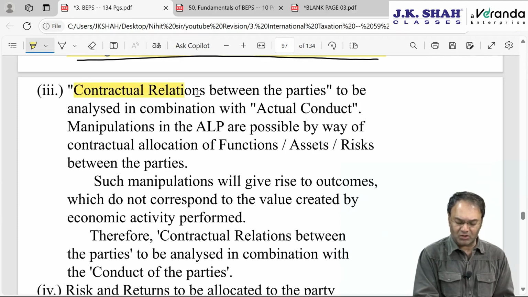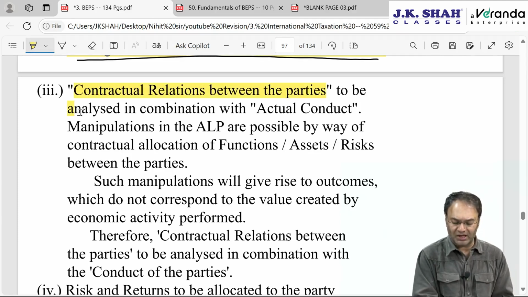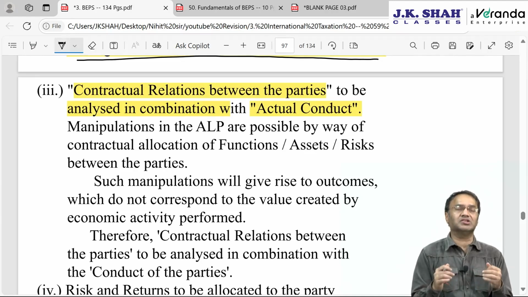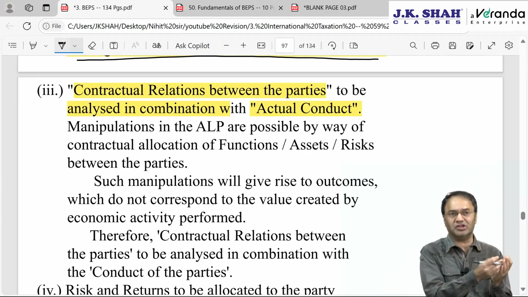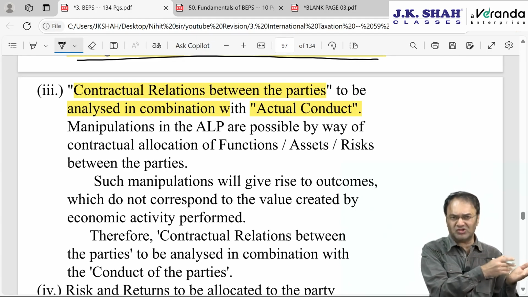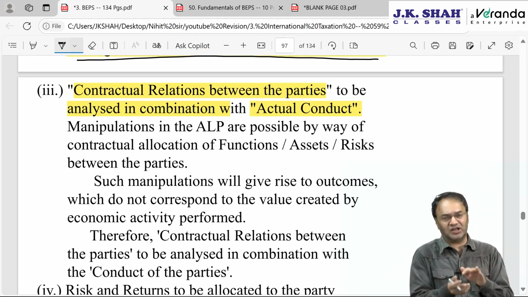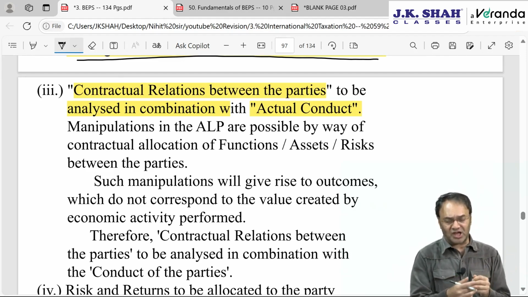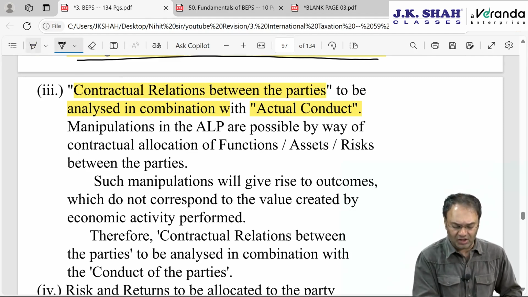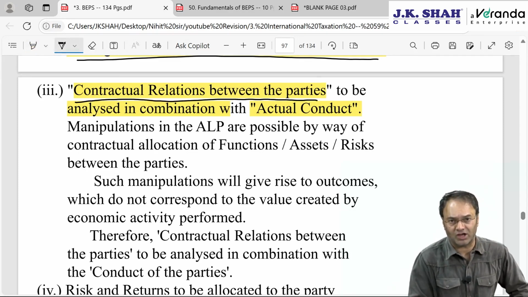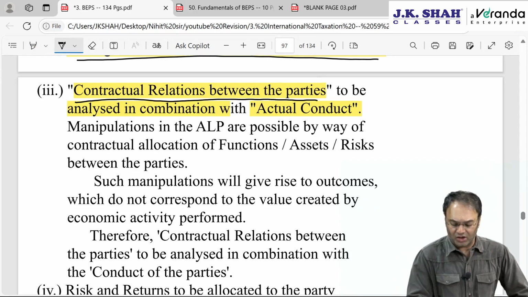Okay, then contractual relations between the parties to be analyzed in combination with actual conduct. Actual conduct as in what? This is the language which is used by OECD people. They use some French language or German language, then they translate everything into English. So while translating, they end up using this kind of language. What they want to say is that whatever manipulations that have taken place because of contractual allocation of profit, now that should be analyzed in combination with actual conduct.